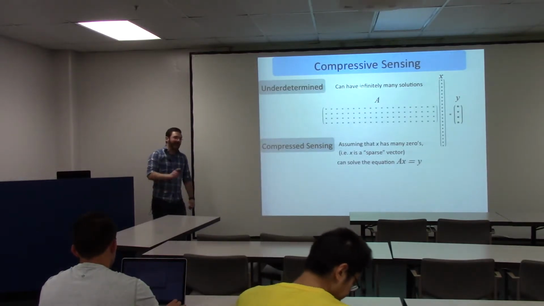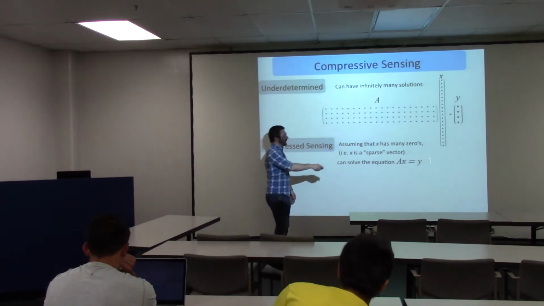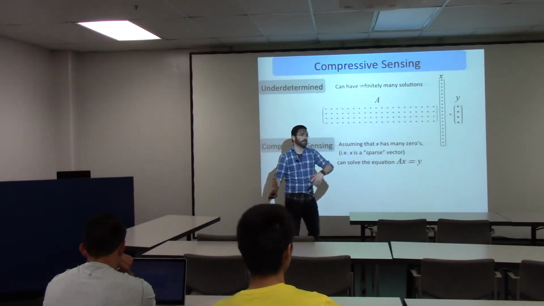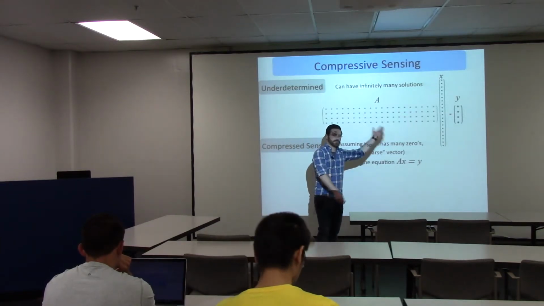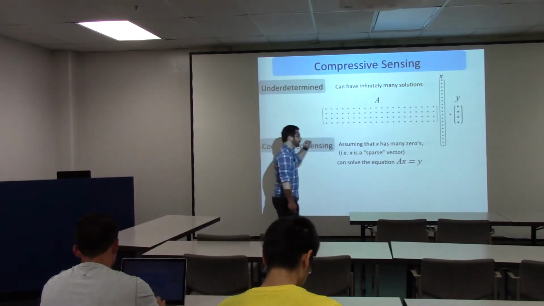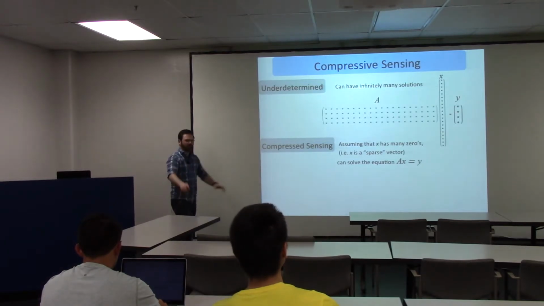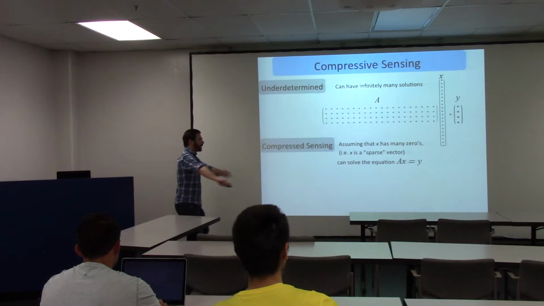Then you can actually solve this equation Ax equals y uniquely by not asking for any vector, but asking for the sparsest vector to solve Ax equals y. So try and satisfy Ax equals y that's as sparse as possible. Everybody still tracking? Good? Okay, cool.